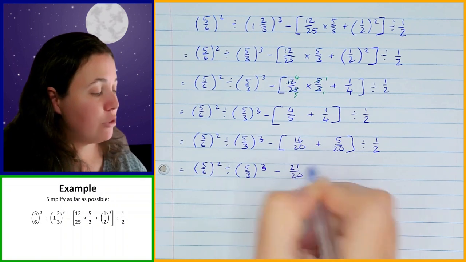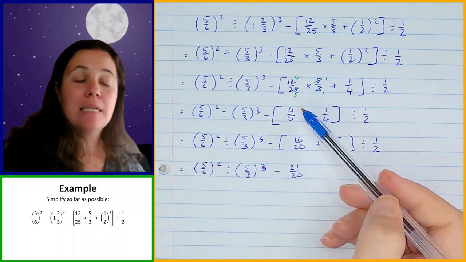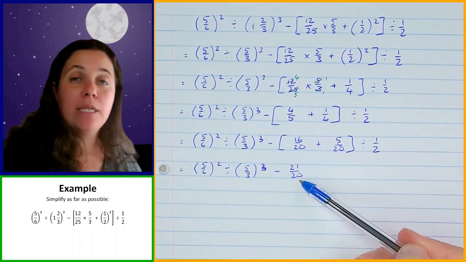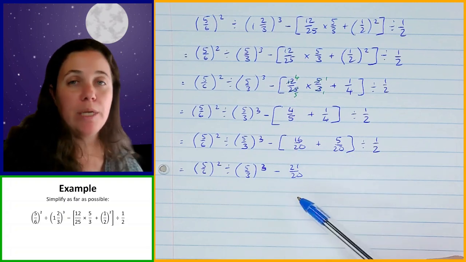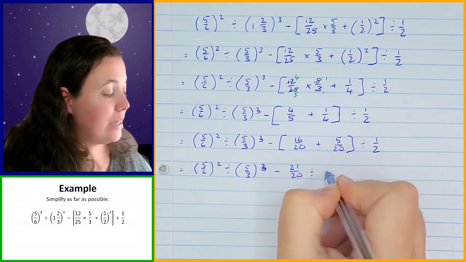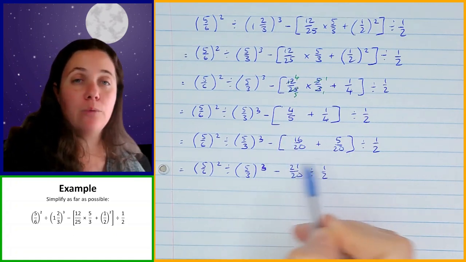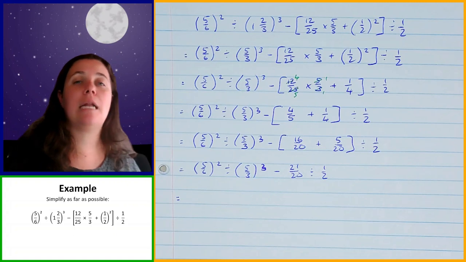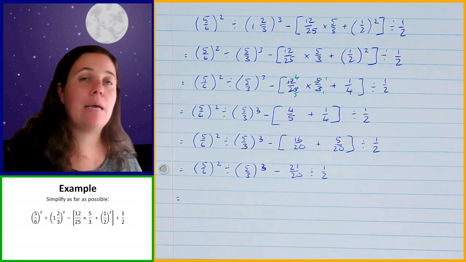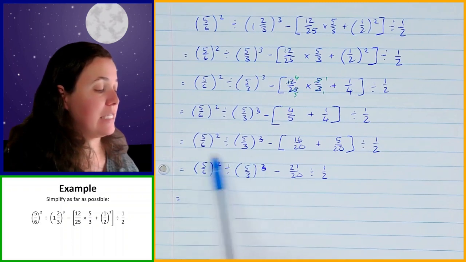Remember, when we are adding and subtracting, once we've found the LCD, we add and subtract the numerators, and the denominator stays the same. So the 20 is not changing. It's 16 plus 5 is 21 over 20 stays the same, and then divided by a half. Okay, so now I don't need to put those in brackets anymore because now I've simplified what's inside the brackets there. The next thing I'm going to do, now that I've sorted out my brackets, the next step in BEDMAS is exponents. So now I'm going to go and simplify these exponents over here.